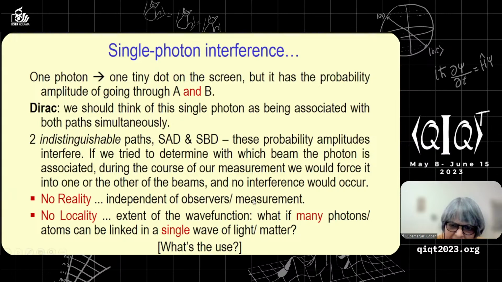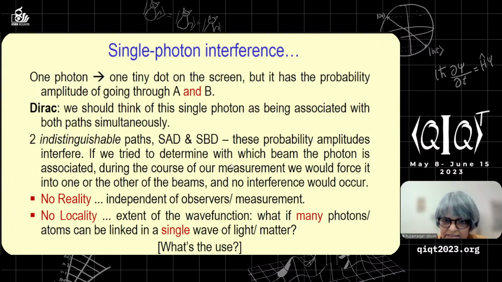So essentially it says something that I'm sure you're familiar with. There is no reality independent of observers or measurement, unlike what you would like to think, that there is an objective reality out there. By physics measurements, you are actually extracting information about that reality. There's also no locality, and something that I used to joke about and call the Sai Baba effect, the extent of the wave function. I have talked about a pair, but what if many photons or many atoms are linked in a single wave of light and matter?